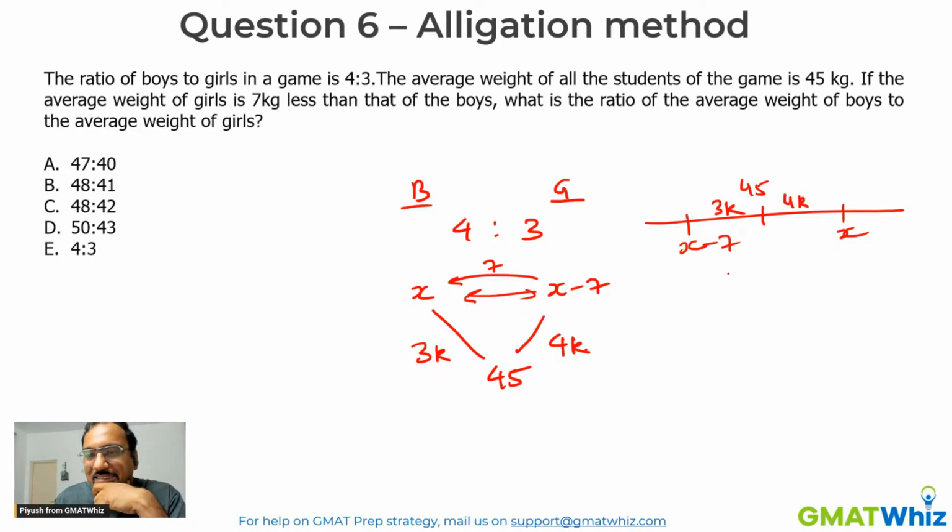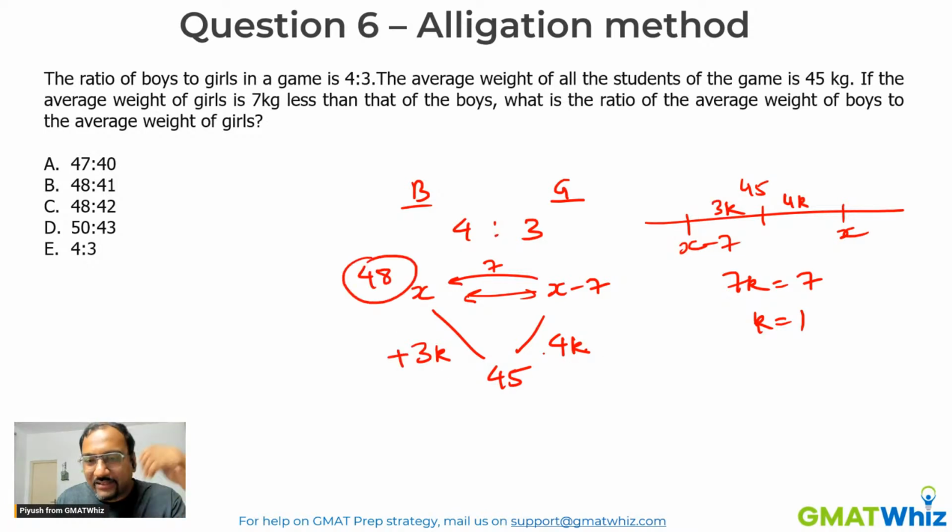So the total distance is 7k, which is equal to 7. So k is equal to 1. If I know k is equal to 1, I can say x is nothing but 45 plus 3k, so it is 48, and x minus 7 is nothing but 41, like 45 minus 4. So 48:41 is your answer.